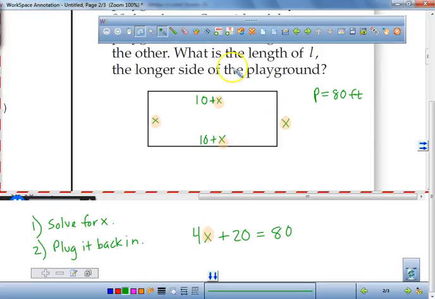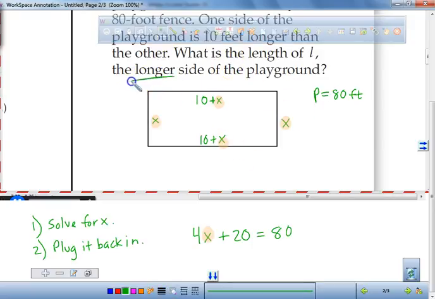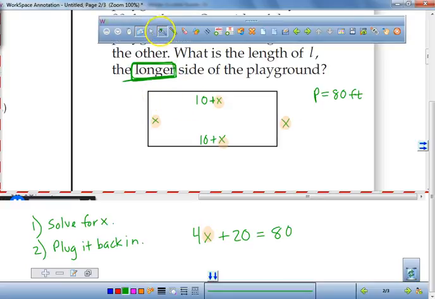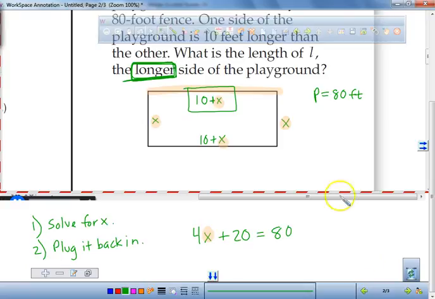and remember, it says, what is the length of which side? The longer side. So you're looking for the longest side, which I'm going to highlight. Just remember, whatever you get for x, to find the final answer, you better add 10 to that answer so I can give you full credit. Okay?